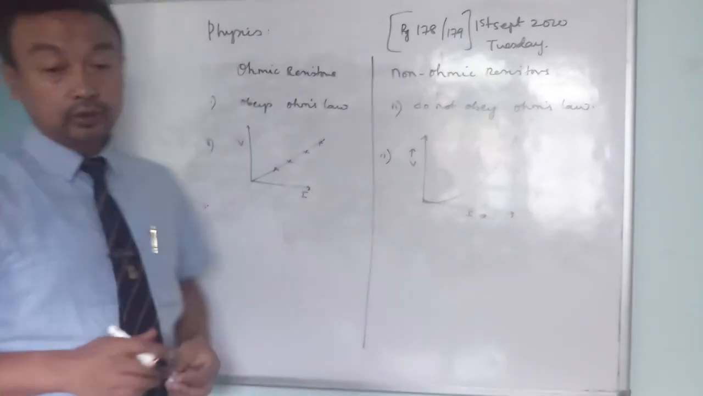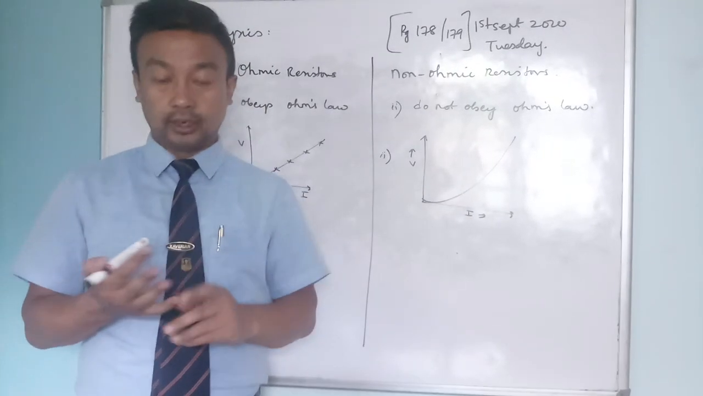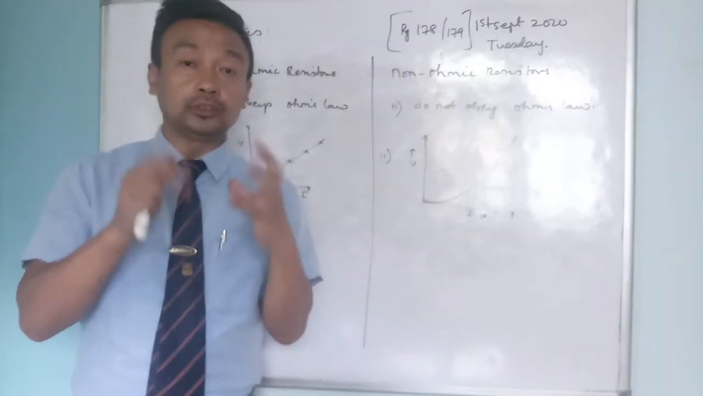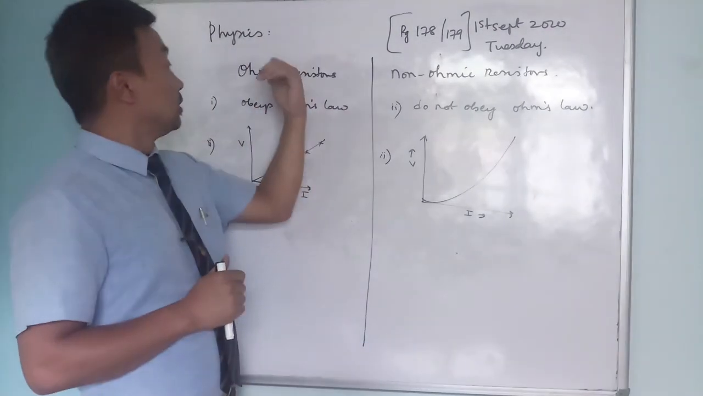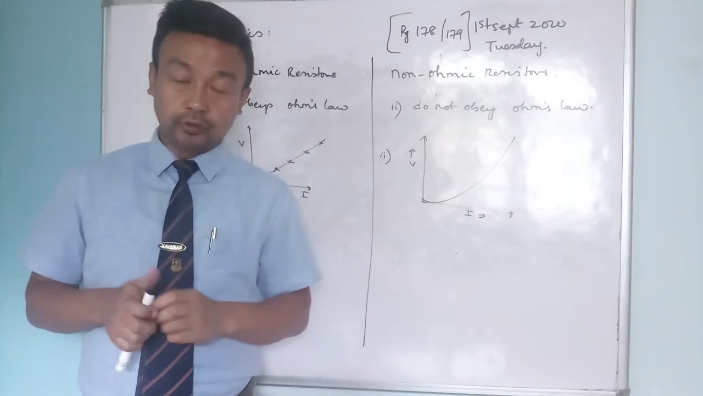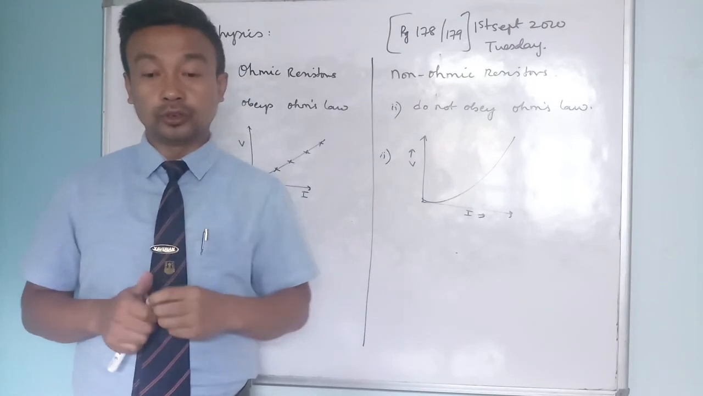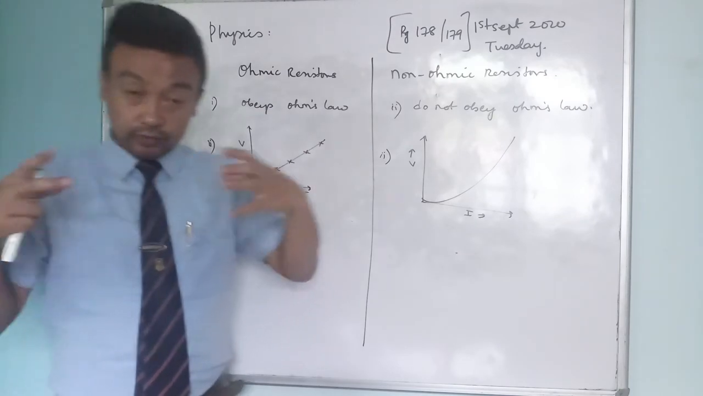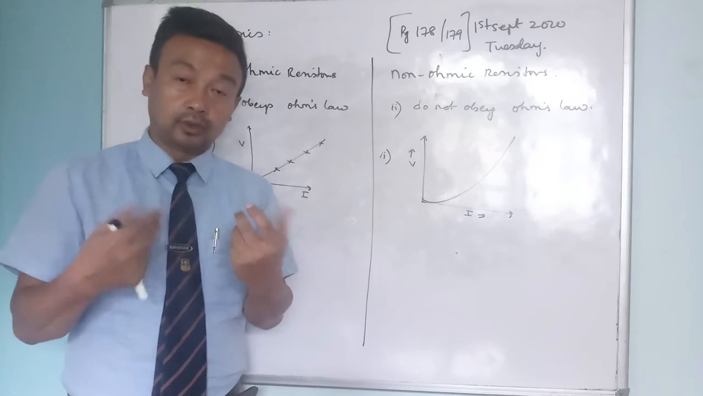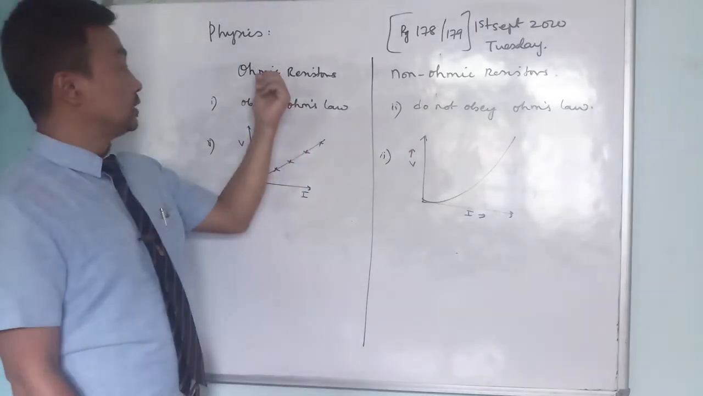Examples of ohmic resistors are many. You can take any of the metallic conductors like silver, aluminum, copper, iron, etc. All these metallic conductors are ohmic resistors. In addition, if you take a copper sulfate solution with electrodes, as in the case of a cell in a battery, the electrodes or electrolytes also come under ohmic resistors.